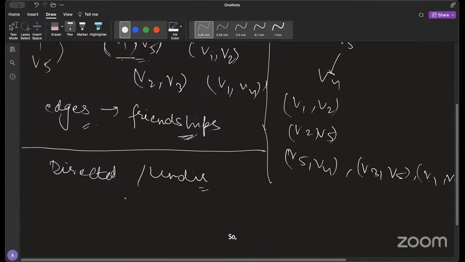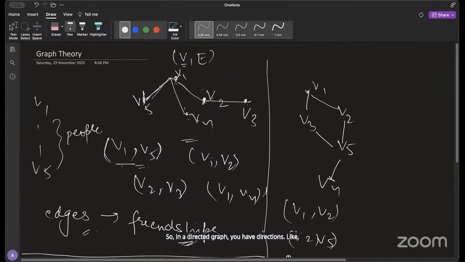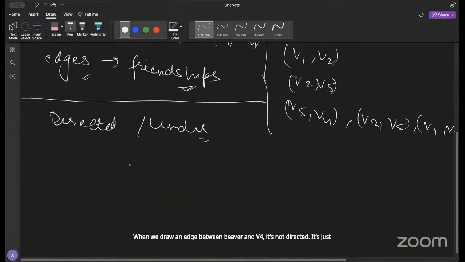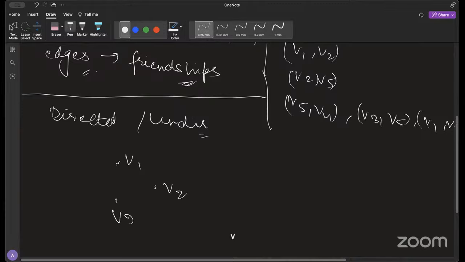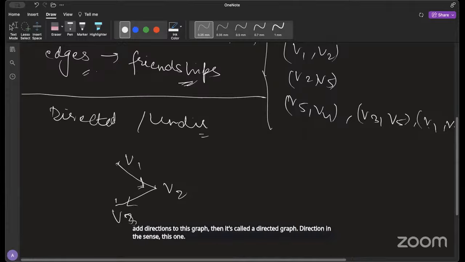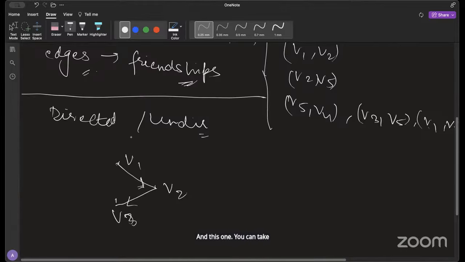So in a directed graph, you have directions. Like in this one, we have not drawn directions, right? When we draw an edge between V1 and V4, it's not directed. It's just a simple edge. But when you take things like V1, V2, and V3, and then you add directions to this graph, then it's called a directed graph. Direction in the sense this one and this one. You can take here a simple example of a directed graph.